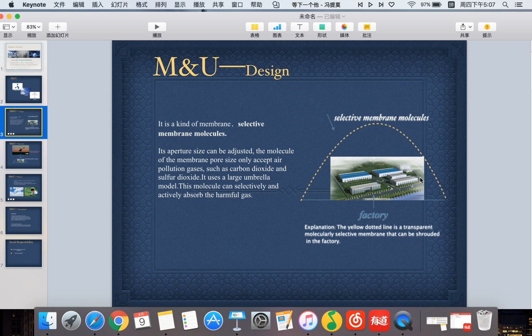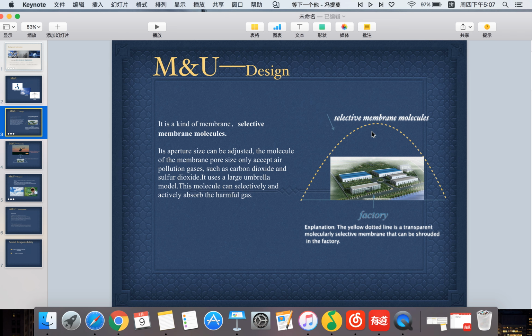It is a membrane, a molecular selective membrane that regulates the process for a molecule, because it only accepts gases that are contained in air, such as carbon dioxide and sulfur dioxide. It adopts an umbrella model. This molecule can be selective and can actively absorb gas of the same molecular process, which is harmful gases.